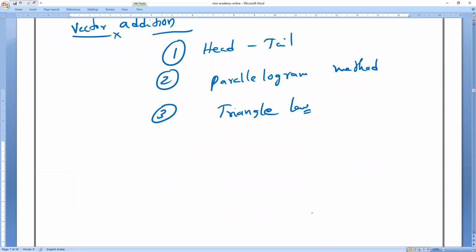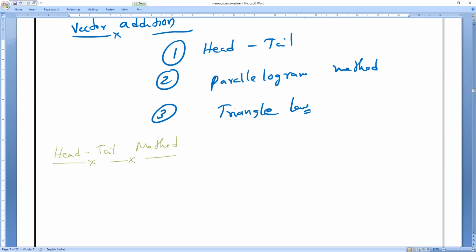In today's class, we'll do the head and tail method and stop. After that, we'll discuss the parallelogram method. So first is the head and tail method. We just practiced it, we are familiar with that. It is very simple.